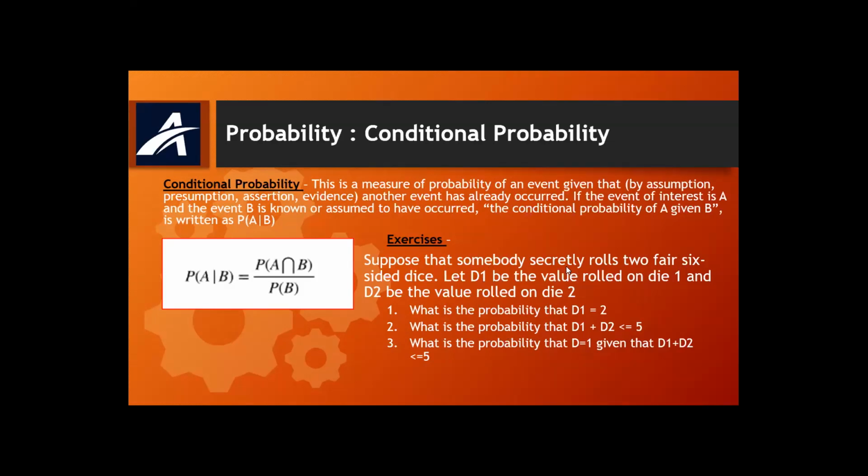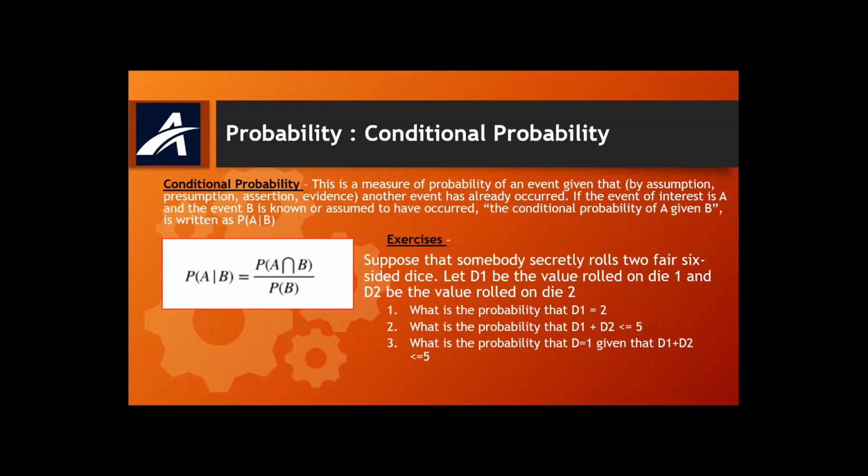The question? Suppose that somebody secretly rolls 2 fair 6-sided dice. Let D1 be the value rolled on die 1 and D2 be the value rolled on die 2. The first question is, what is the probability that D1 equals D2? What is the probability that D1 plus D2 is less than or equal to 5? What is the probability that D1 equals 1, given that D1 plus D2 is less than or equal to 5? I can give you a tip on how to approach it.